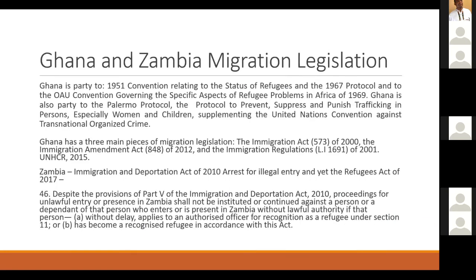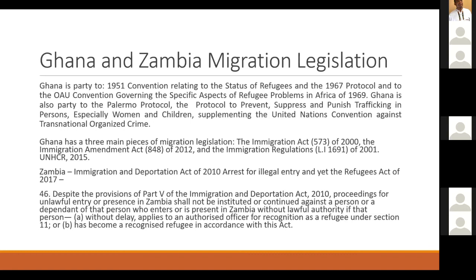I just want to also skip forward a little bit to this slide. If we look at the Zambian context, migrants in general are provided for in terms of the Immigration and Deportation Act of 2010, which, among other categories, allows for the arrest for illegal entry or illegal presence. But we see the same kind of provision that was implemented in South African law, carrying on from the 1951 convention, the non-penalization clause, is also reflected in Zambia's Refugees Act of 2017.